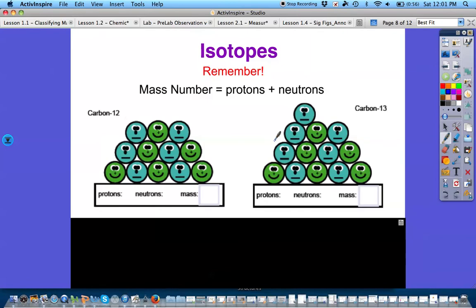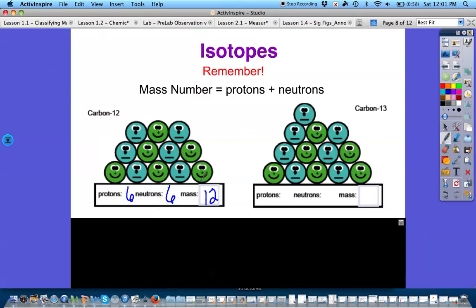So isotopes. What are isotopes? Remember that the mass number is the protons plus the neutrons. So we have carbon-12 and carbon-13, and this number after the name is the mass number. I have these pictures that show you the protons and neutrons. The protons are the green with the smiley faces and the plus sign for the nose. So we have 1, 2, 3, 4, 5, 6 protons. And neutrons are the teal straight-faced faces. So 1, 2, 3, 4, 5, 6 neutrons. Mass number is protons plus neutrons, 6 plus 6 gives us 12.